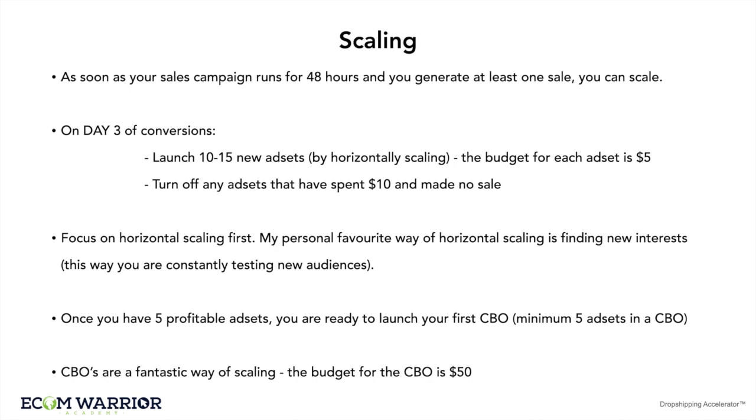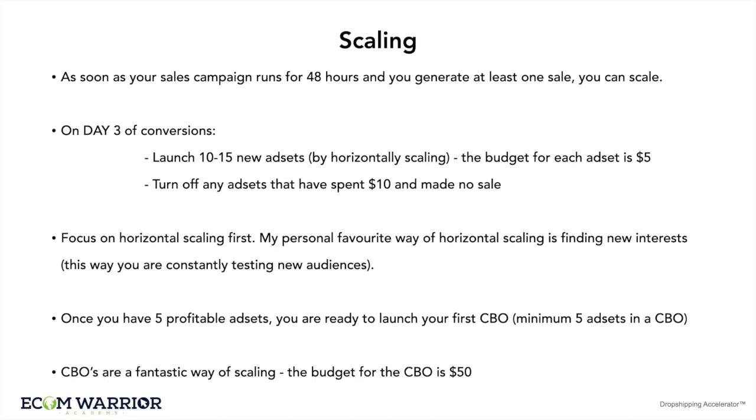So my personal favorite way of horizontal scaling is finding new interests. This way you are constantly testing new audiences. So whatever is making sales, let's say using the previous example, we've made 2 sales, duplicate those 2 ad sets, and from there find new interests based on the interests that are currently working in those 2 ad sets.